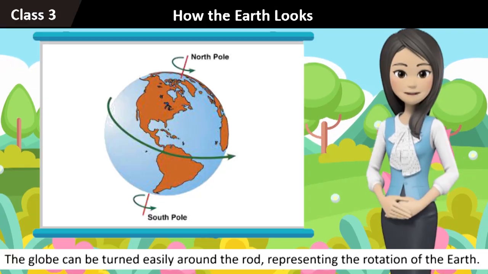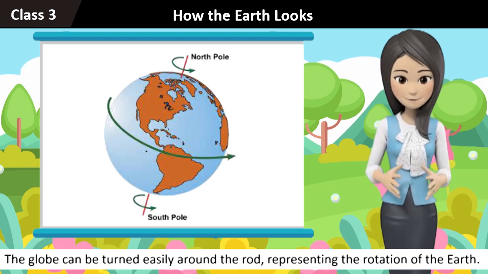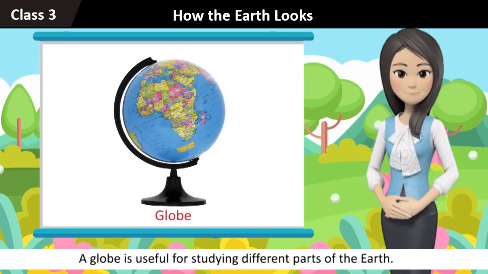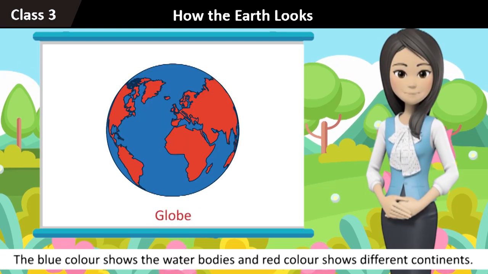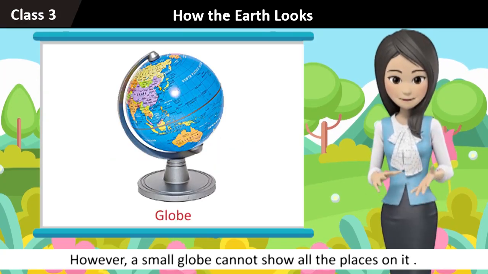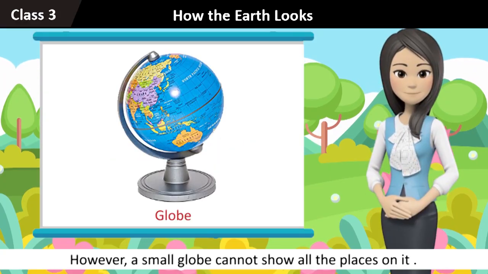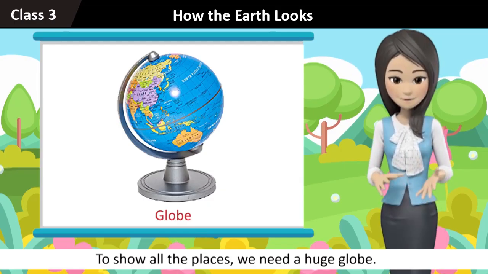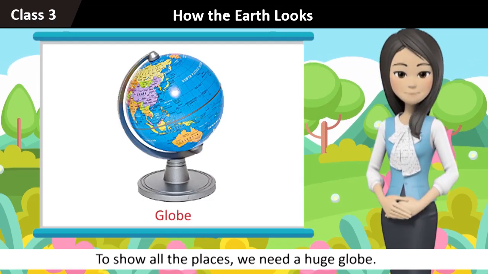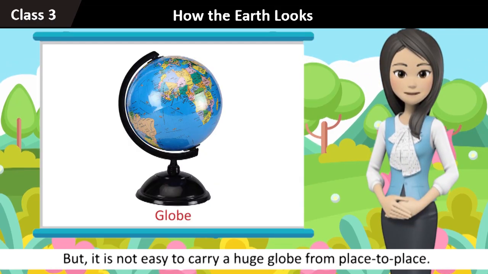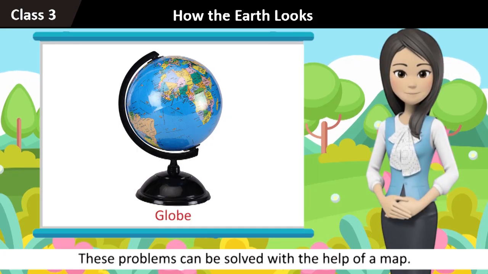The globe can be turned easily around the rod, representing the rotation of the Earth. It is useful for studying different parts of the Earth. The blue color shows the water bodies and red color shows different continents. However, a small globe cannot show all the places on it. To show all the places, we need a huge globe, but it is not easy to carry a huge globe from place to place. These problems can be solved with the help of a map.